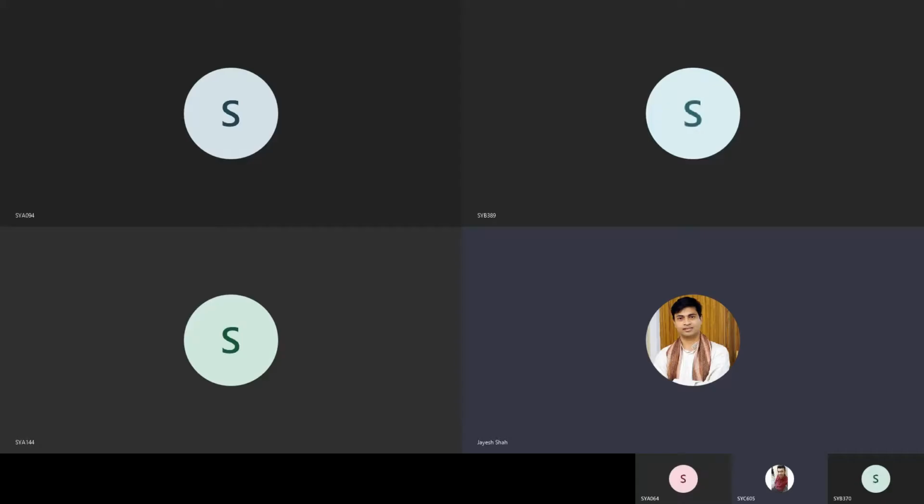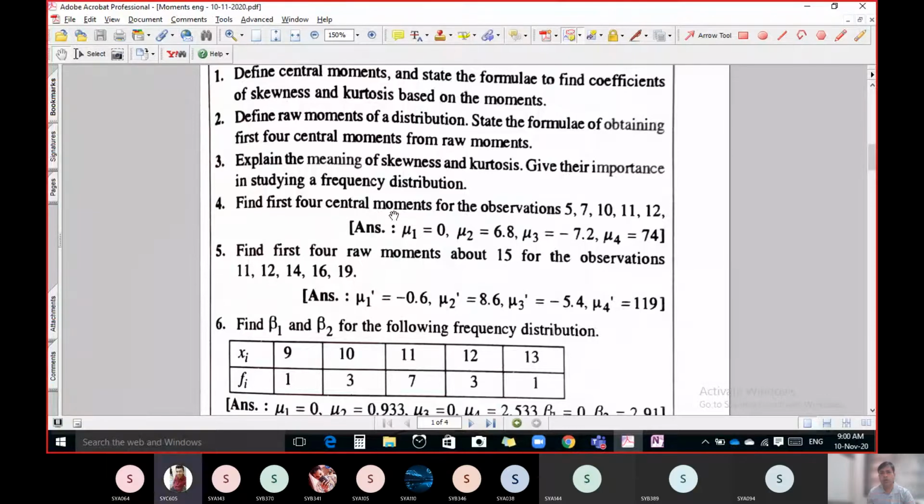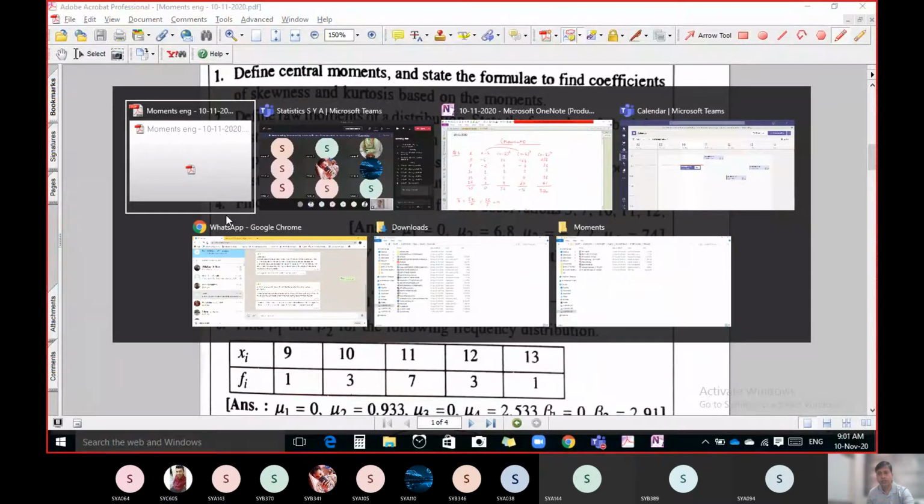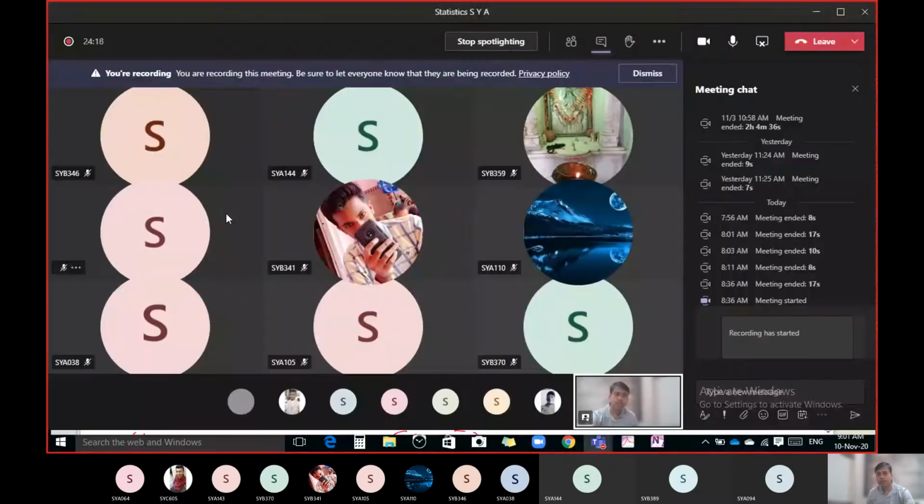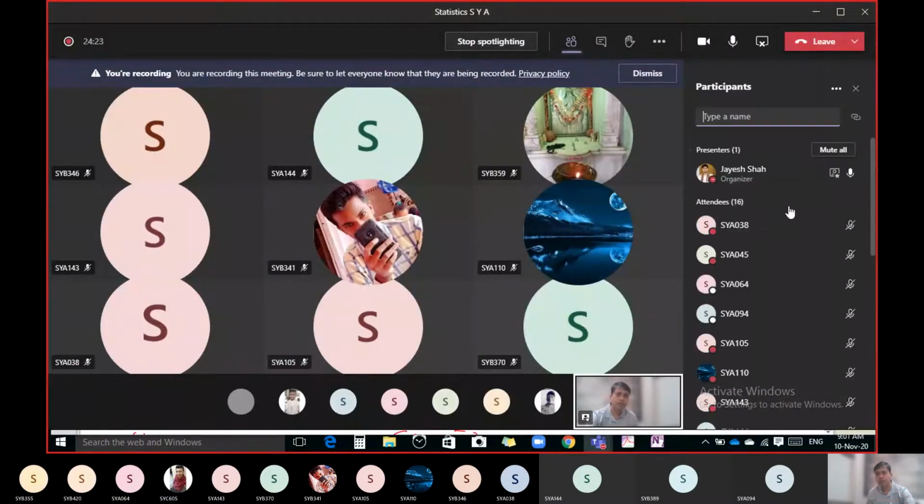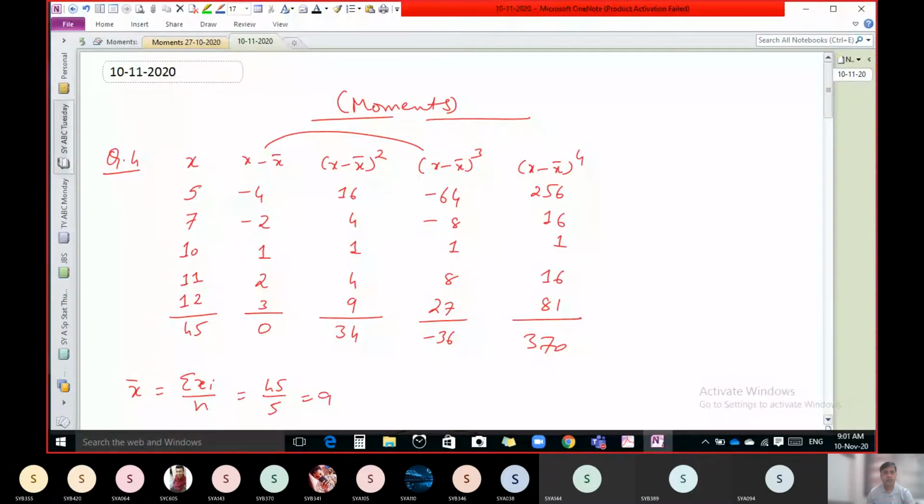Question number 4. The question is to find the first four central moments for the observations 5, 7, 10, 11, 12. So the question is about central moments. Okay, so now see what we have to do. Here there are 5 observations: 5, 7, 10, 11, 12. Consider that as x, or xi. Now, first of all, in central moments, you have to find out the mean.